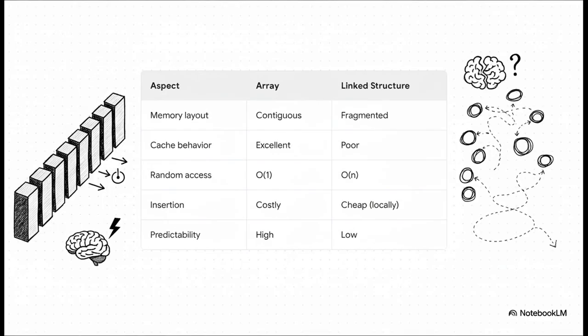And this table just lays it all out, side by side. Look at the key differences here. Memory layout for an array is contiguous. It's all in a neat row. For a linked structure, it's fragmented. And that one difference directly impacts cache behavior. Excellent for the array, and just poor for the linked list. That one thing, how well the data structure gets along with the hardware's cache, is often why a simple array will just demolish a linked list in a real-world benchmark.